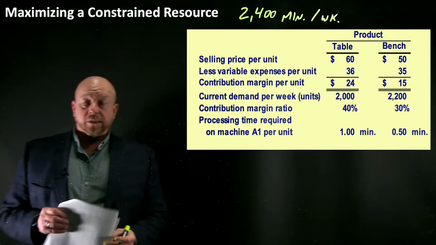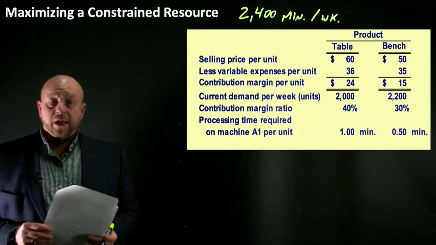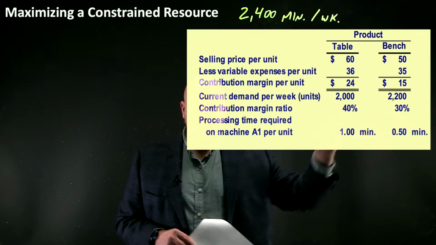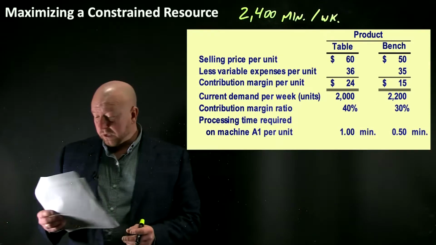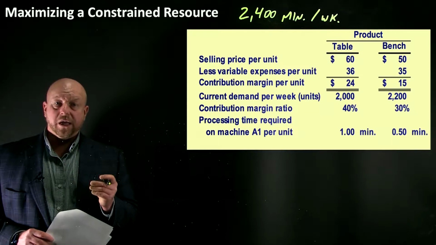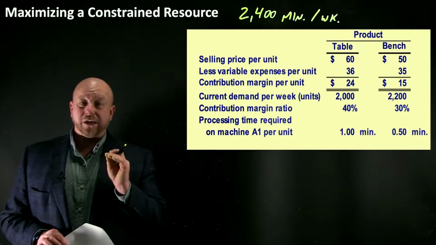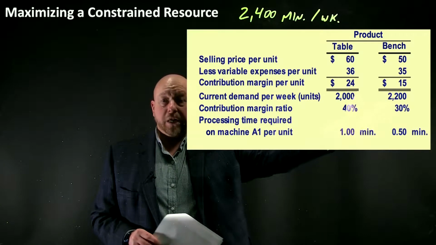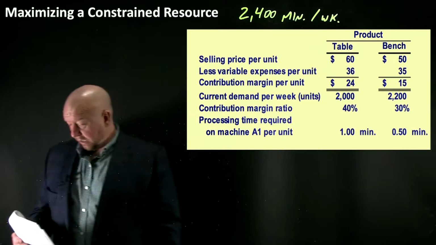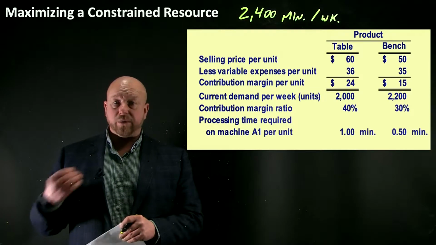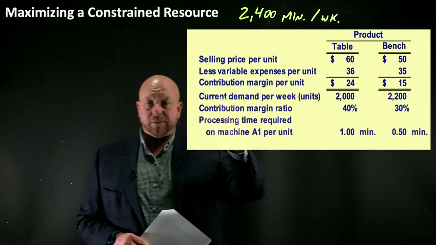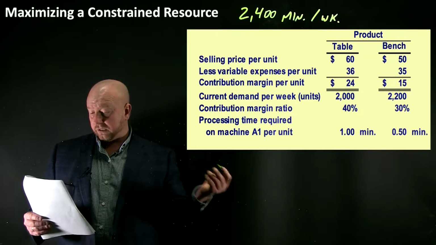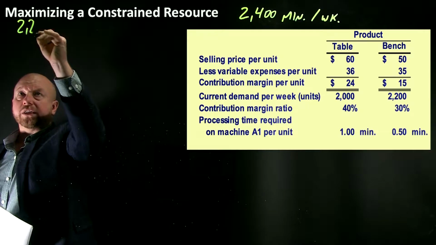We can only get this amount of machine time out of that particular machine, machine A1, so cleverly named in this example. So if we only have 2,400 minutes a week, and we're not going to be able to satisfy all of the demand for the 2,200 benches and the 2,000 tables, then we should initially focus our production on the item that has the highest contribution margin per unit of constrained resource, which we know is the benches, $30 a minute versus $24 per minute.